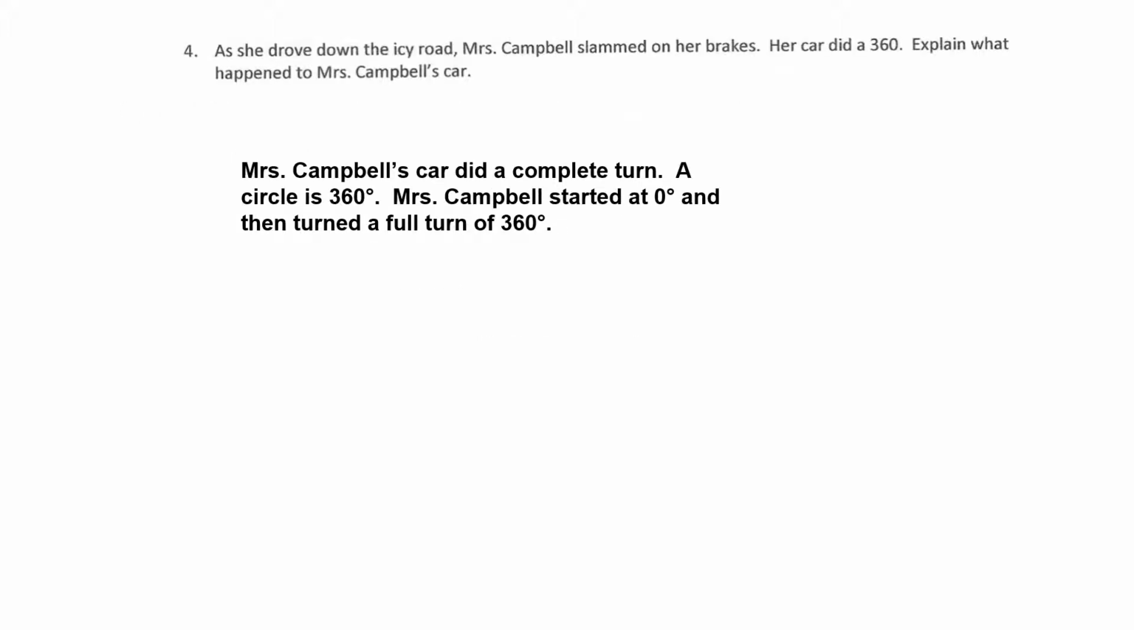Okay, number 4, as she drove down the icy road, Mrs. Campbell slammed on her brakes and her car did a 360. Explain what happened. Well, Mrs. Campbell's car did a complete turn because a circle is 360 degrees and Mrs. Campbell started at 0 and then did a full turn of 360 degrees. If you do a full turn, you do a 360.